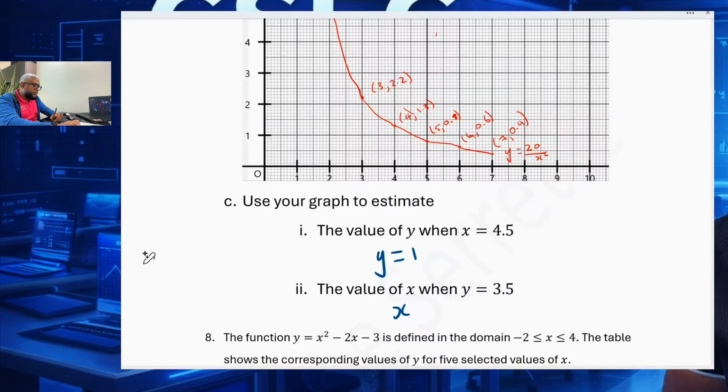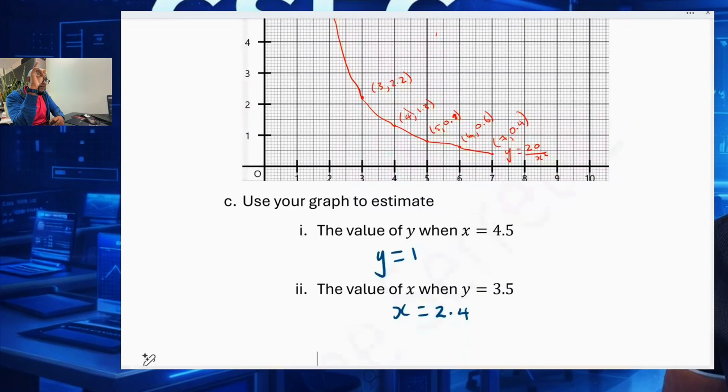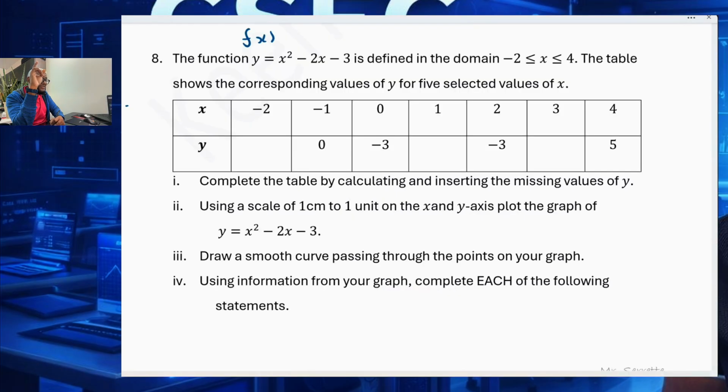X will be equal to 2.4 on my drawing, right? Okay? F of x is the same as y. So if I put y is equal to x squared minus 2x minus 3, it's like I'm saying f of x is equal to this, right? What kind of function is this again, guys? Quadratic, right? Stick that on your brain. This is a quadratic, right?